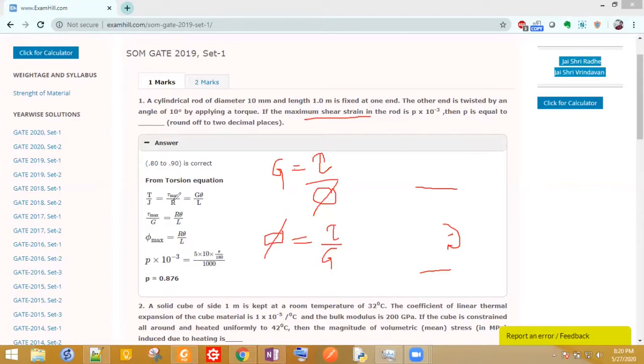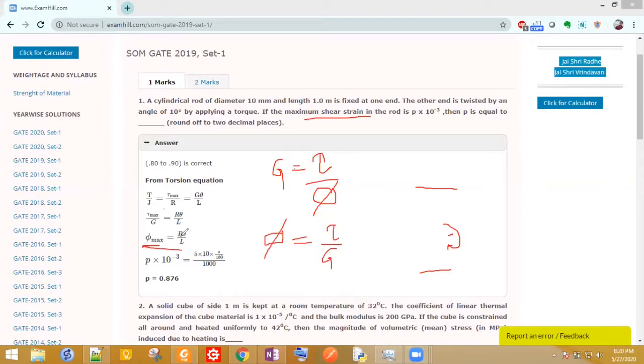So if you rearrange this, tau by G, you'll get R theta by L. R we are taking here and G we are taking here. So we'll get R theta by L. So your shear strain will be R theta by L.